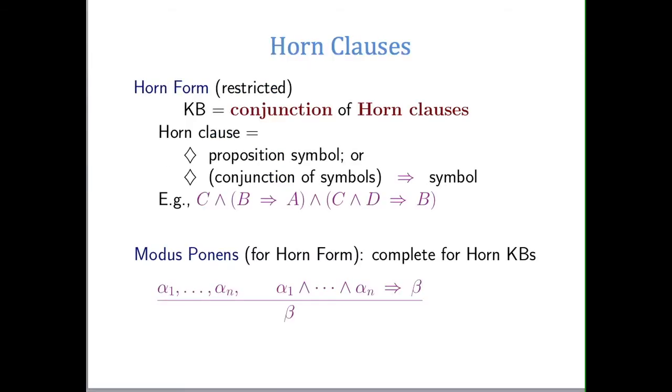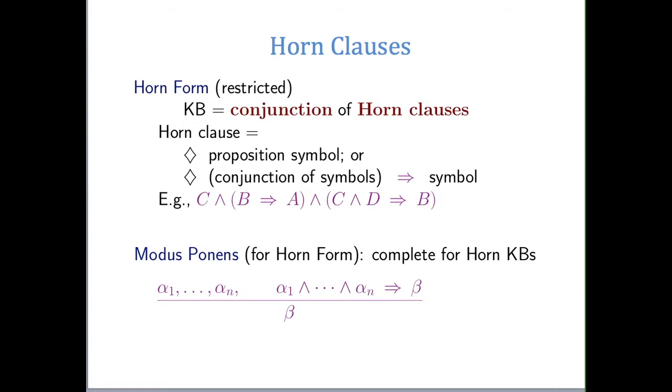Now we're going to turn to Horn clauses, and these turn out to be very important for a couple of reasons. First, practically speaking, Horn clauses are the representation used in Prolog. And second, and basically it's the reason Prolog uses this representation, it turns out to be a very efficient representation for reasoning.